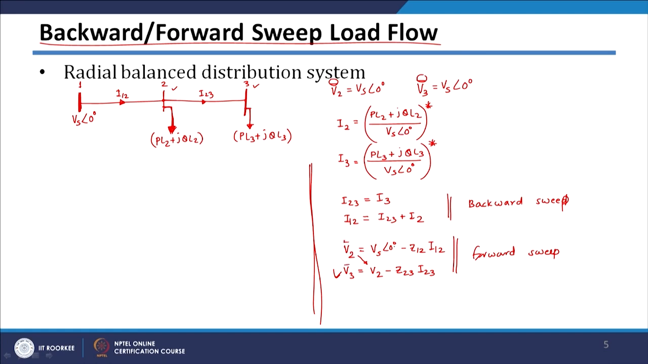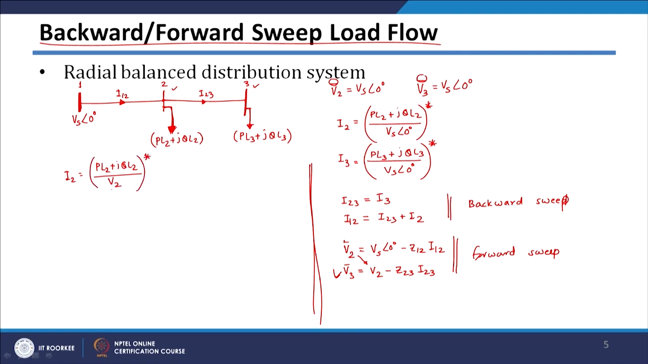So, using this I can calculate again current I2. Again, I am considering constant power loads. If these loads are not constant power loads, or if they are a mixed load, the load also needs to be updated in each iteration. However, in this case, since I am considering constant power load, the loads will remain constant. So, it will be PL2 plus jQL2 divided by your new voltage V2, and then you have to take the conjugate of it.